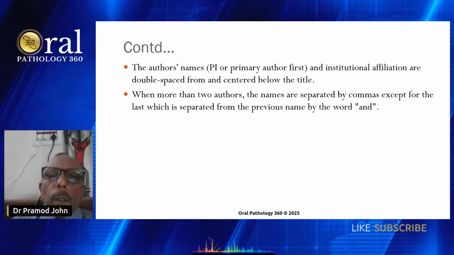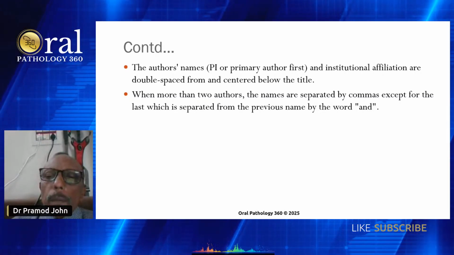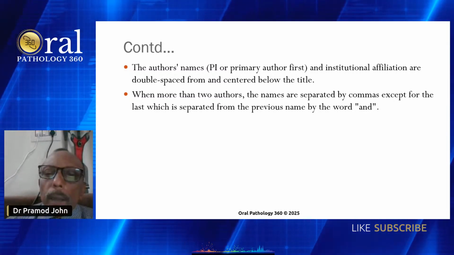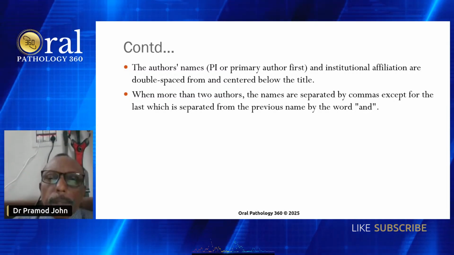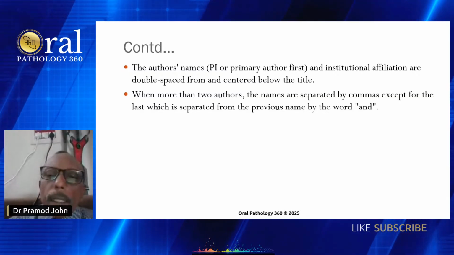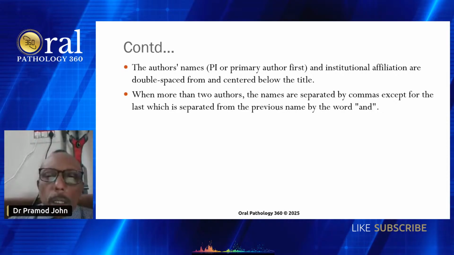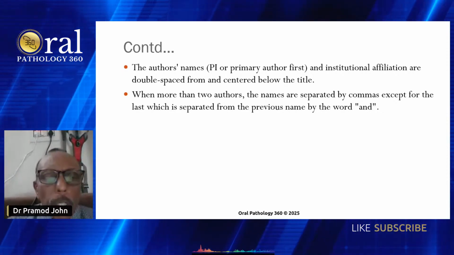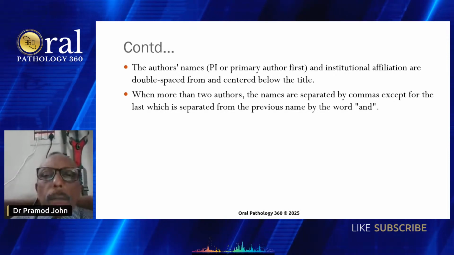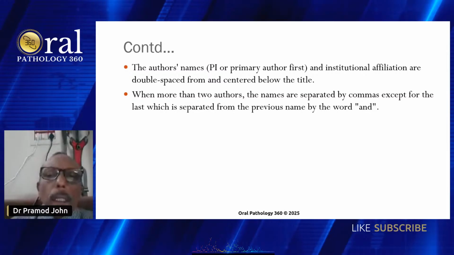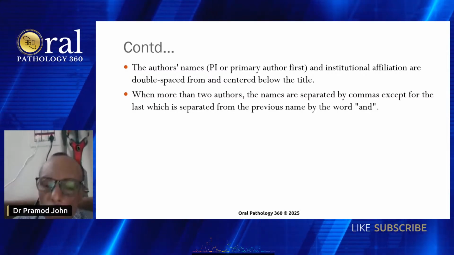When there are more than two authors, the names are separated by commas, except for the last, which is separated from the previous name by the word and. If there are two authors, you write the first name and the second author. If you have more than two, you put a comma, write the second name, and put and. Don't put a comma before and the third author's name.